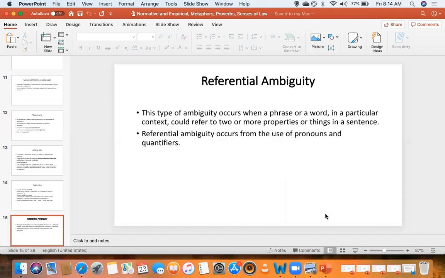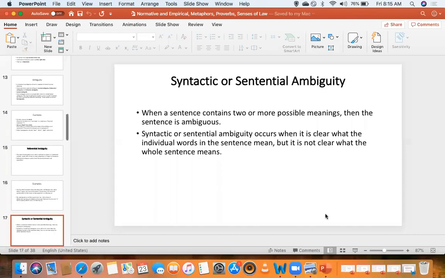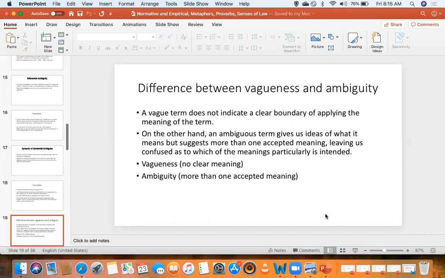We saw referential ambiguity, that's ambiguous words, or what you call homographs. Then we saw syntactic or sentential ambiguity, when a sentence itself is ambiguous, even though the individual words may be clear. Then we saw the difference between vagueness and ambiguity. We said vagueness means no clear boundary of meaning, but ambiguity means that the meaning is clear, but it's more than one. There could be two or three clear meanings.